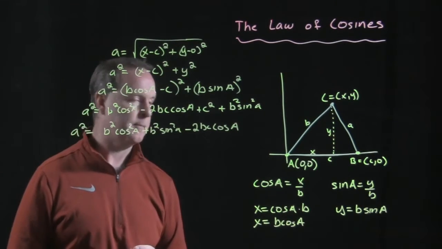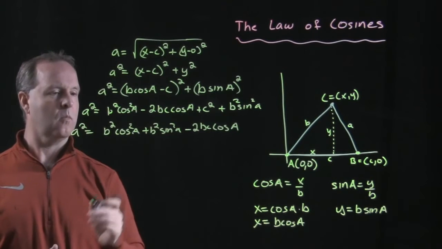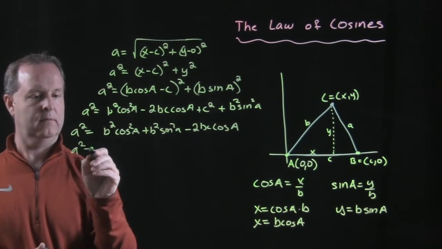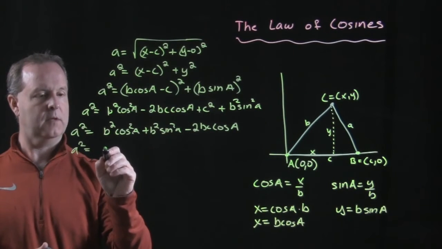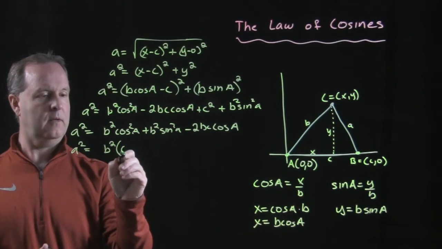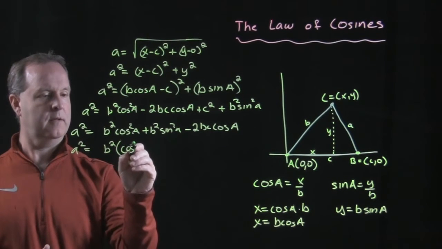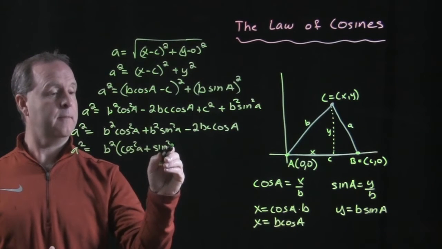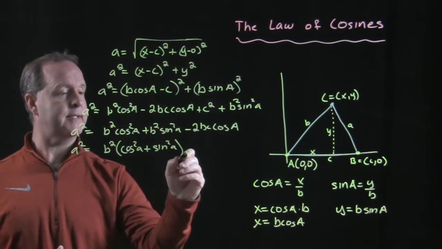All right, from here, I'm going to factor out a B squared. So that's a B squared left with a cosine squared A plus a sine squared A. I like that. I think I know where that's heading.